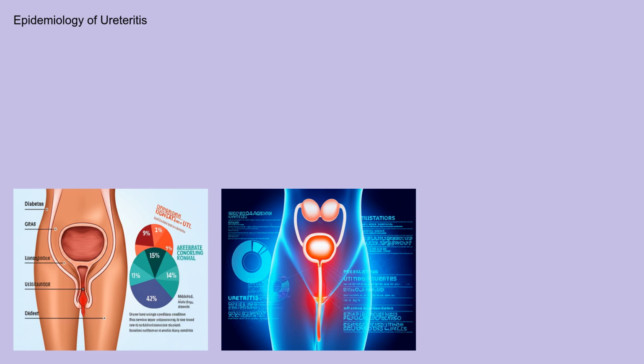Unfortunately, precise figures on the epidemiology of ureteritis alone are difficult to obtain, as it often occurs in conjunction with other urinary tract infections like cystitis or pyelonephritis. Therefore, the occurrence of ureteritis is often bundled within the statistics for these broader UTI categories.